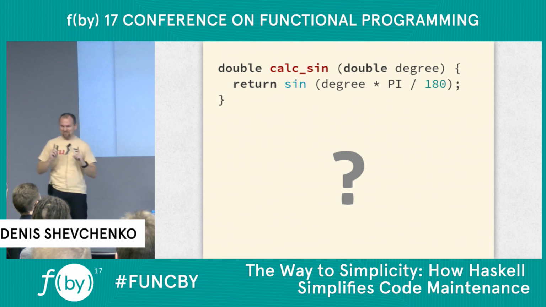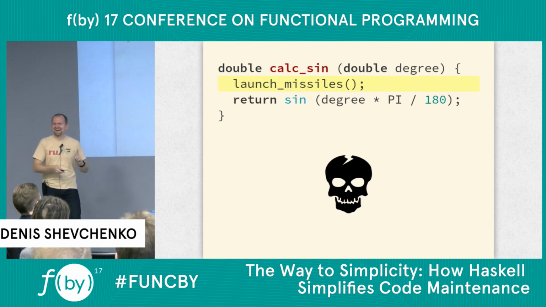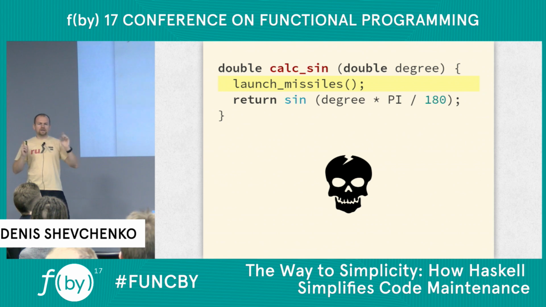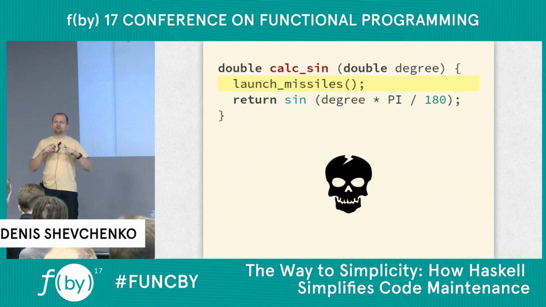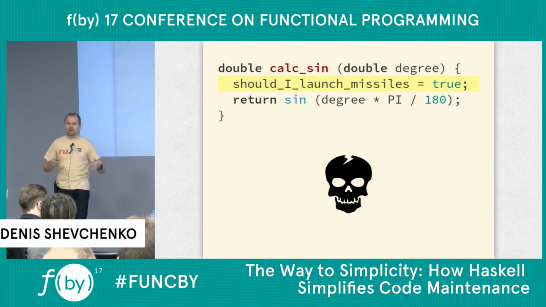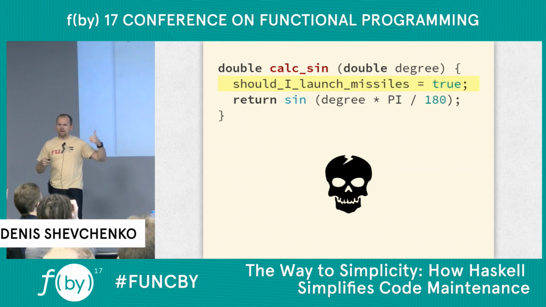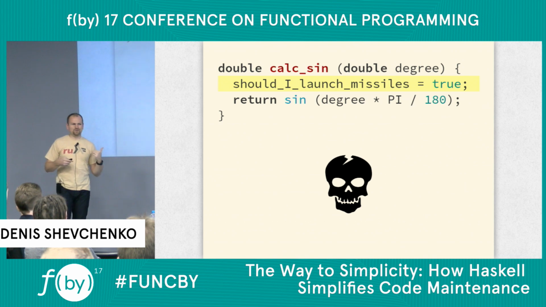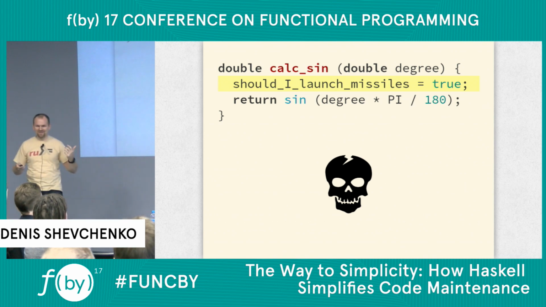No. Why? Because of this. Because we can launch missiles in it. And the problem is that the declaration of this function didn't change, but its behavior really changed. Or for example, this variant. If we call this function 2 times with the same degree, we cannot be sure that the result will be the same, right?